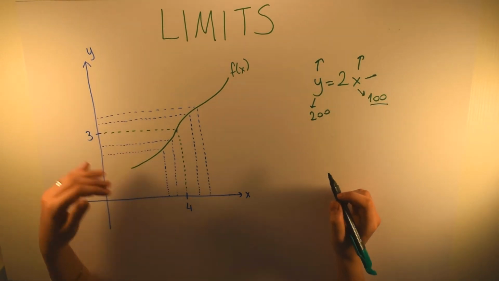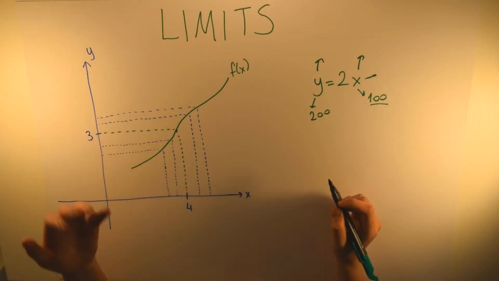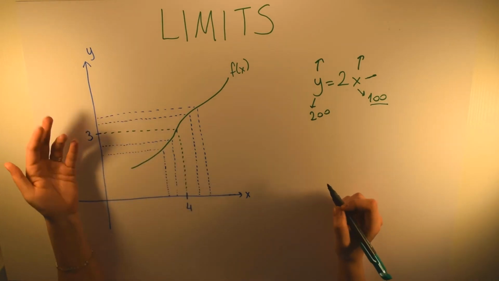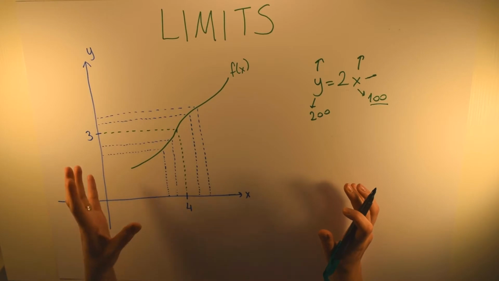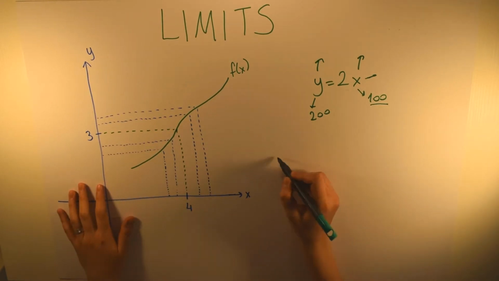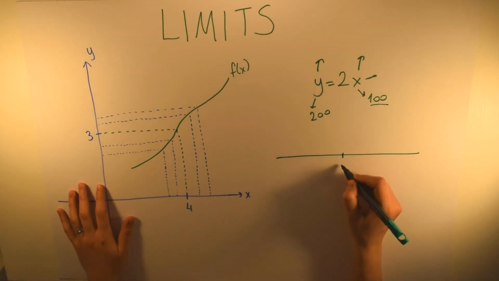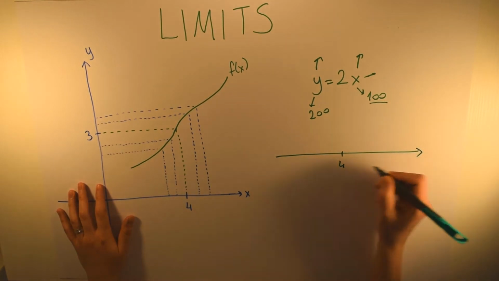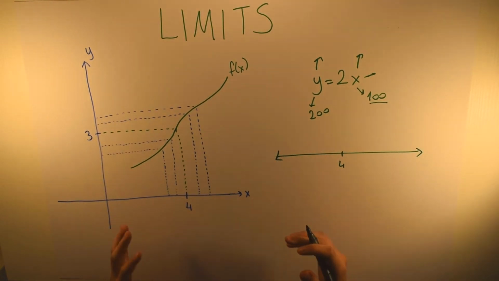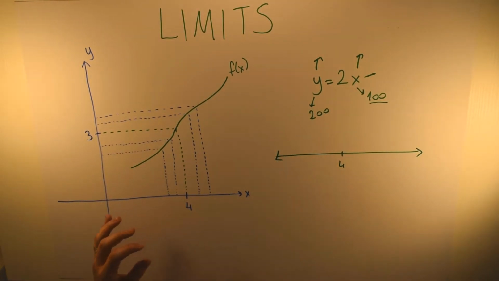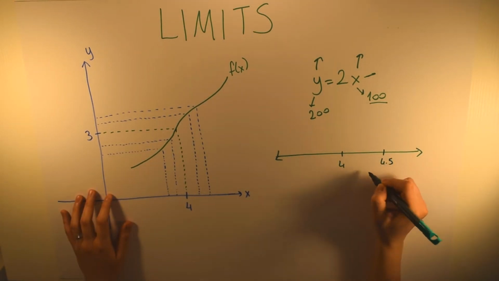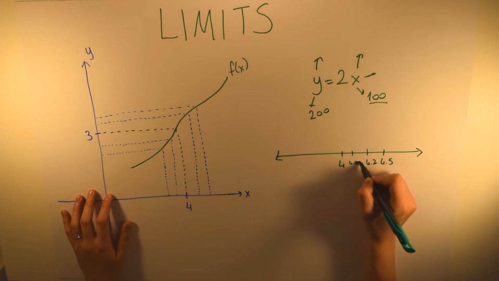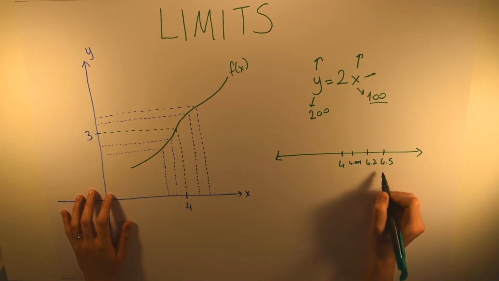So it's not the actual value of the function when the variable equals the number. Approaching, you will hear this word a lot when it comes to limits. Let's say on this number line we have 4 here. When I say approaching, it's not from far away, but very close. Let's say from 4.5, from 4.2, from 4.001. You see, they're very close.